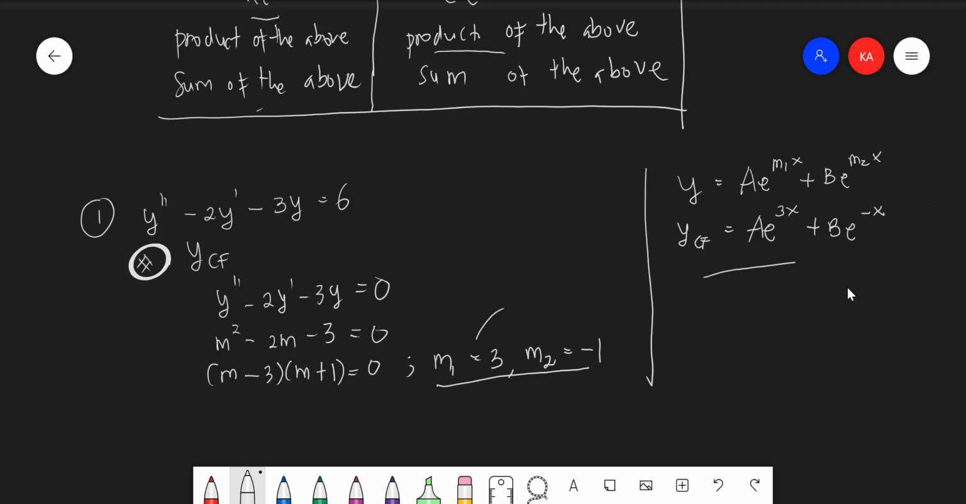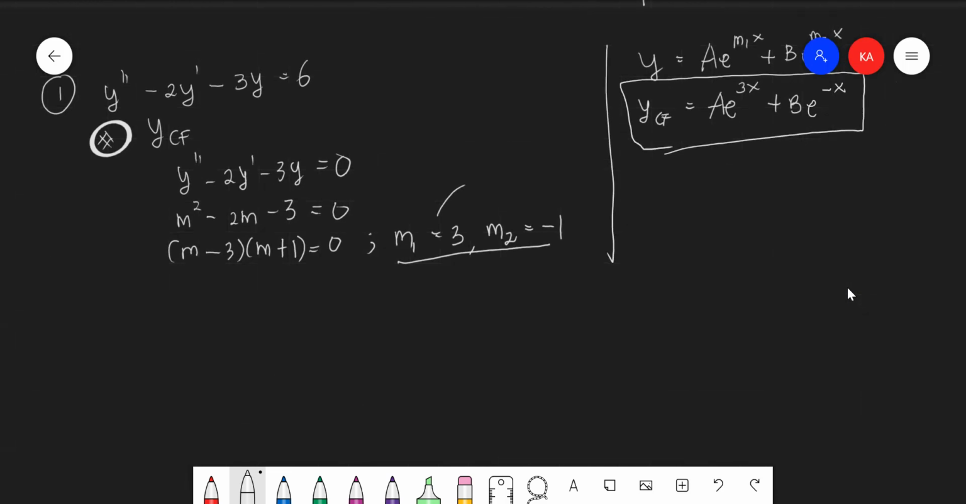Okay, this is the first one, the complementary function of this equation. And then we have to find the YPS, the particular solution. The YPS depends on the f(x). Okay, so the f(x) is 6 here, so YPS is constant.